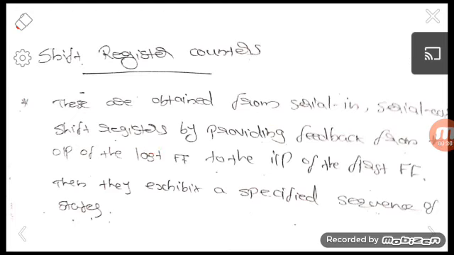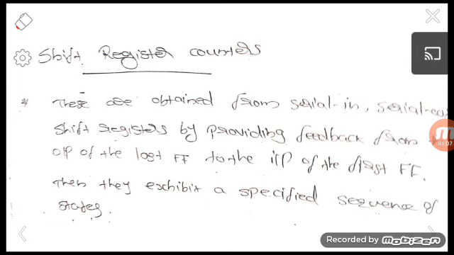We have learned four types of shift registers, that is serial in, serial out, serial in, parallel out, parallel in, parallel out, and parallel in, serial out. Using a serial in, serial out shift register, we can simply construct a shift register counter. Here we provide feedback from the output of the last flip flop to the input of the first flip flop.